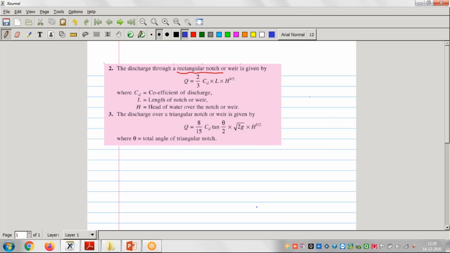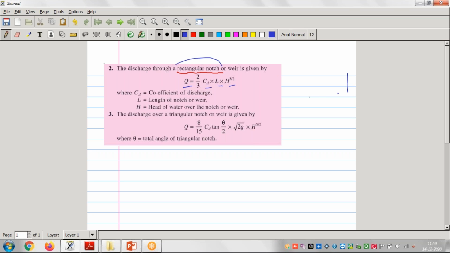So here the formula is given actually. So what is this formula? The formula says that Q is equal to 2/3 of CD into L into H. And this is for a rectangular notch. What is a rectangular notch or weir?